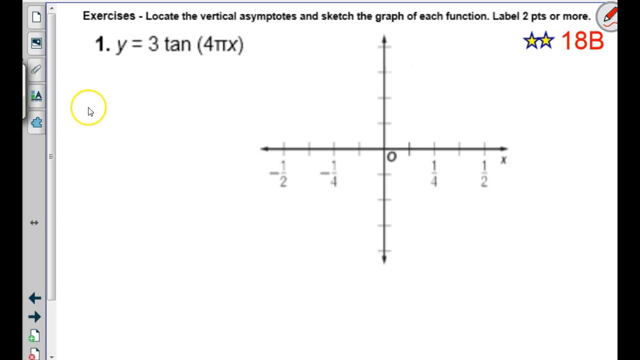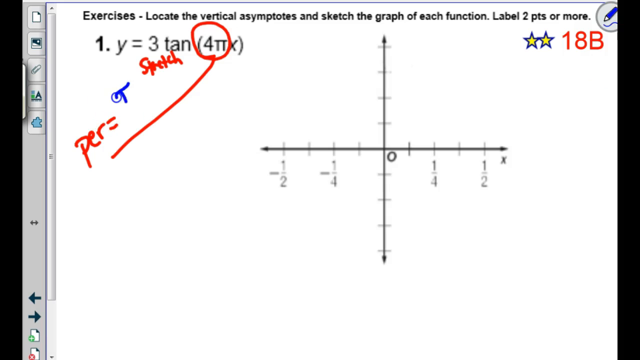Which of these numbers on 18b is not going to do much for our graph? The 3. It's going to make it go up and down faster, but that's it. Okay? Just going to stretch it. What does this do? The normal period is? Pi. Nope. Tangent. So it's pi. What are we going to do with that? Divide by 4 pi, which will give us 1/4. So the period is supposed to be 1/4. Be careful.